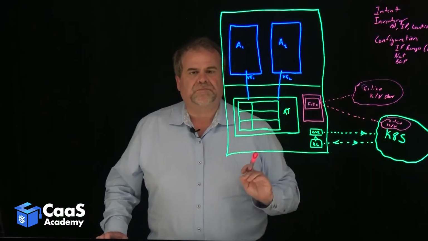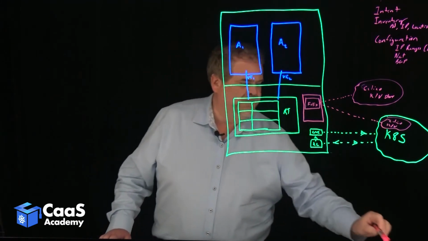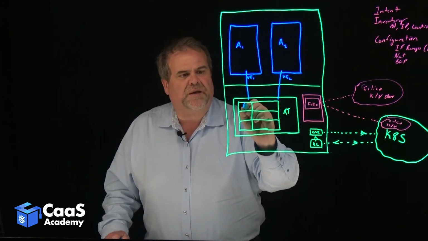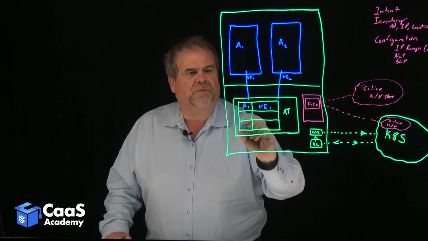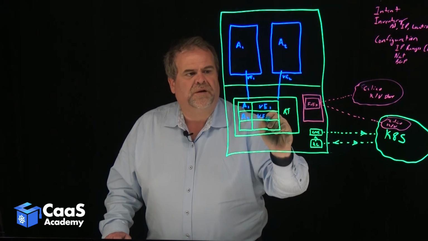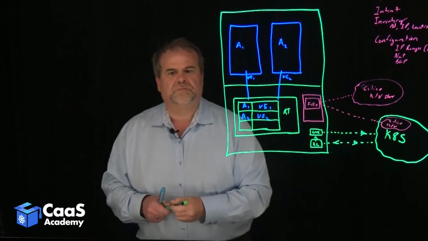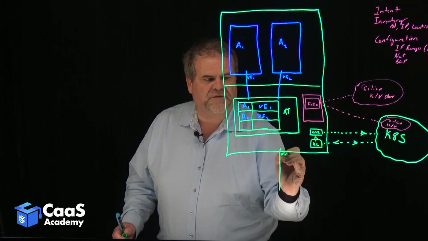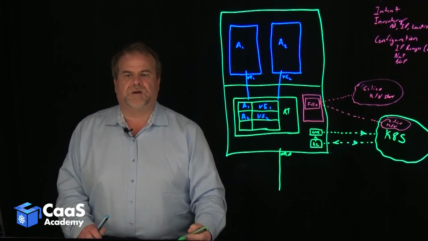So Felix will now find out about this. All Felix is going to do is update this routing table. So it's going to say IP address A1, next hop is virtual Ethernet 1. It's going to say IP address A2, next hop is virtual Ethernet 2. Similarly, we might call this Eth0. The host has a network connection as well.